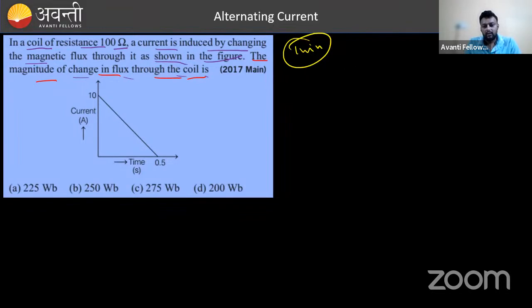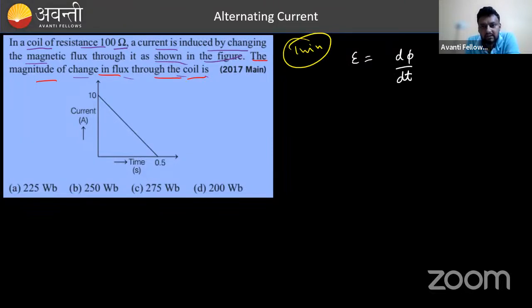Look, they are asking the change in flux. Clear? So for change in flux, you can recall Faraday's law. What was that? E is equal to d phi over dt. I hope you remember. Everyone remembers E is equal to d phi over dt. Negative sign I'm not using. That was used for the polarity of the EMF, which is not necessary in this question. So E is equal to d phi over dt. This d phi we need to calculate.